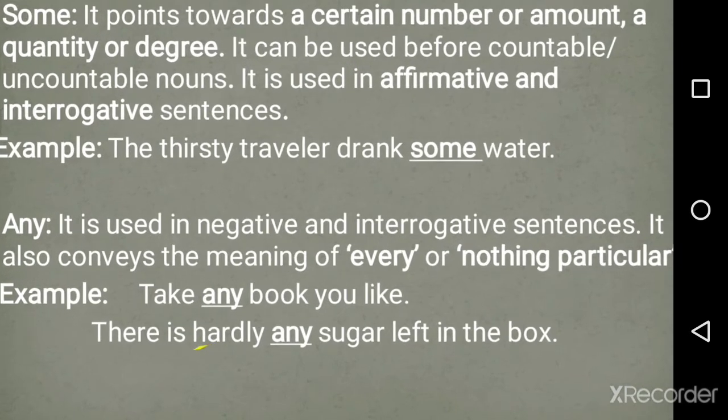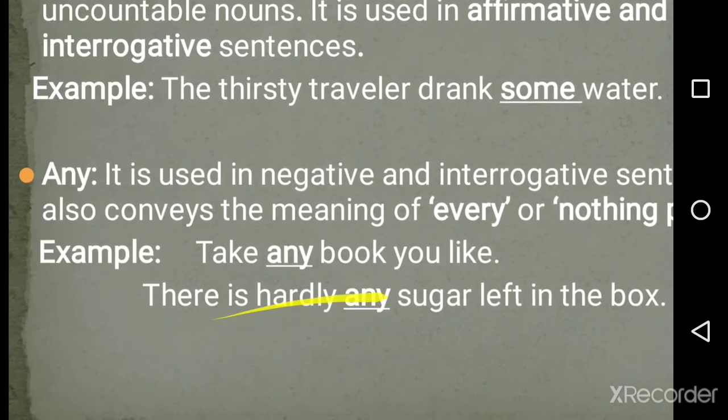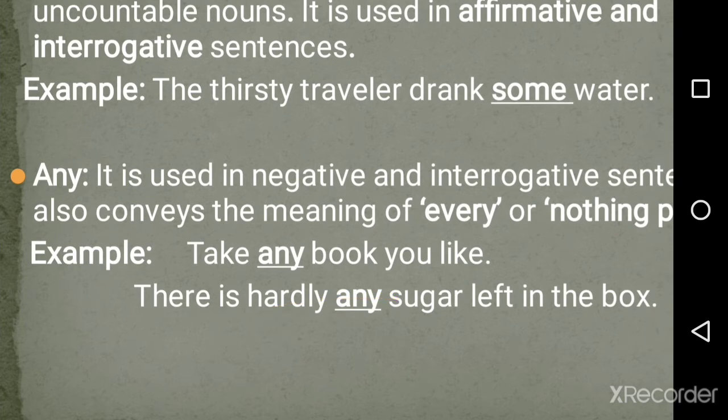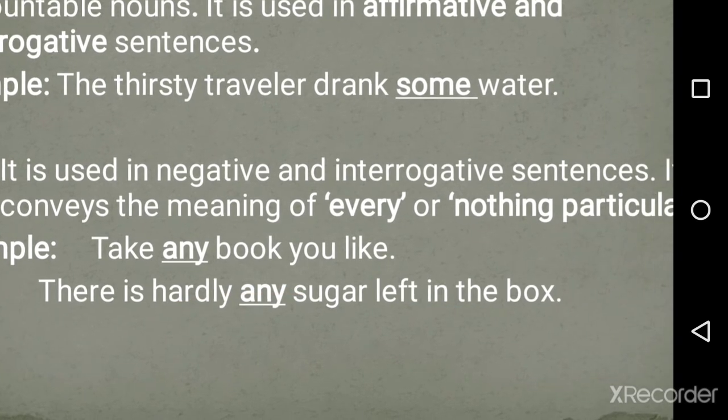The second one is any. Any is used in negative and interrogative sentences. It also conveys the meaning of every or nothing particular. For example, take any book you like. There is hardly any sugar left in the box.